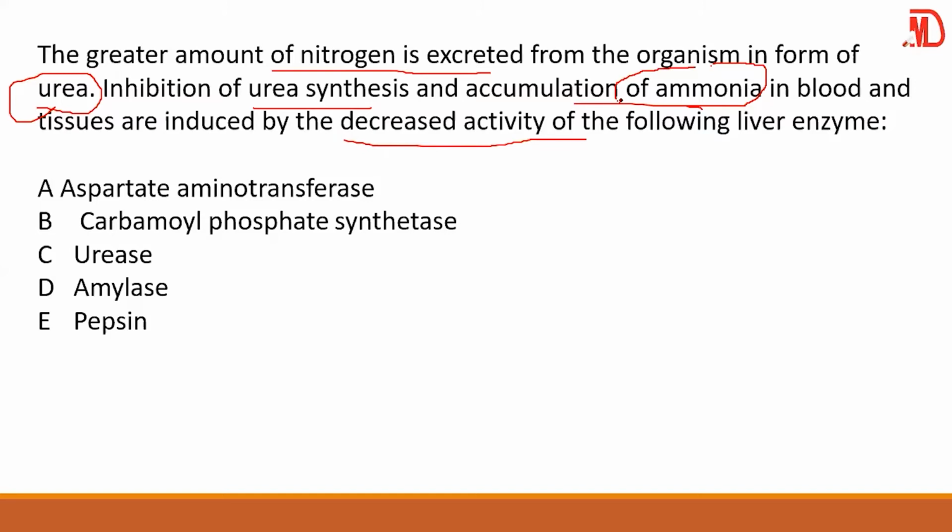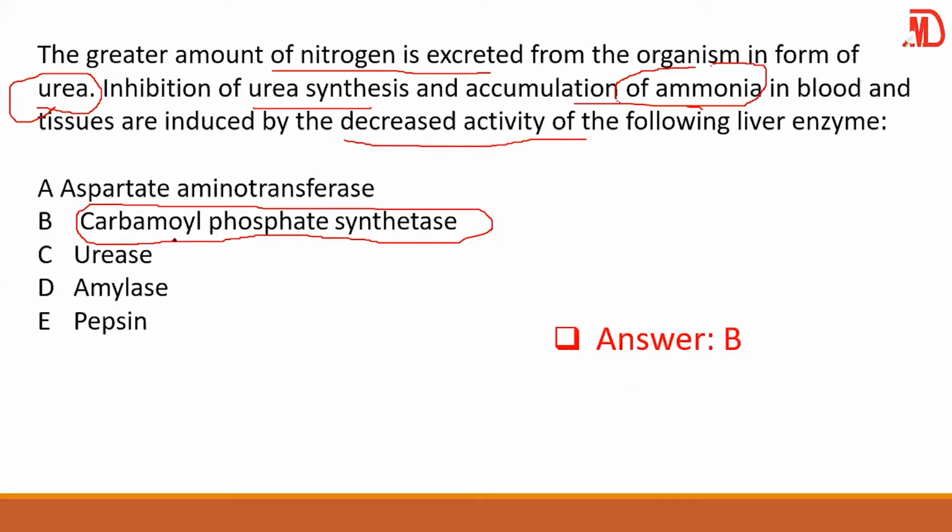Carbamoyl phosphate synthetase. So that is what we will be thinking about. So we are thinking of this as B. Again, this is the urea cycle. All right.